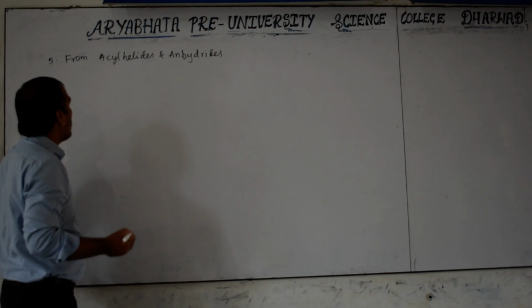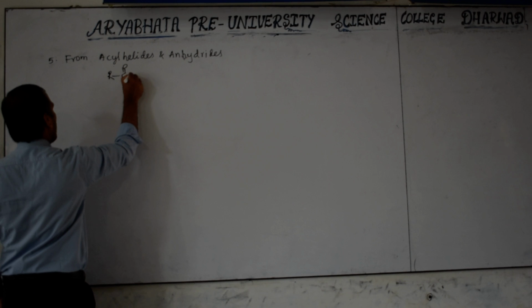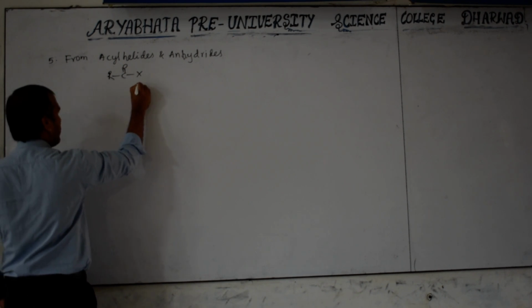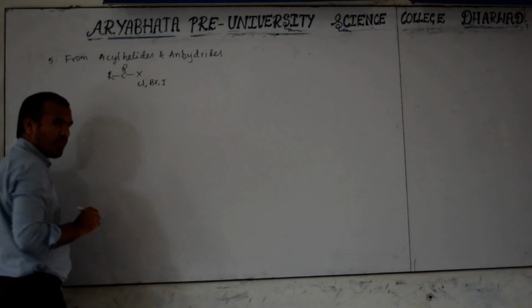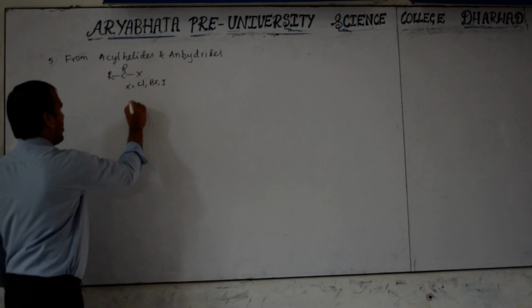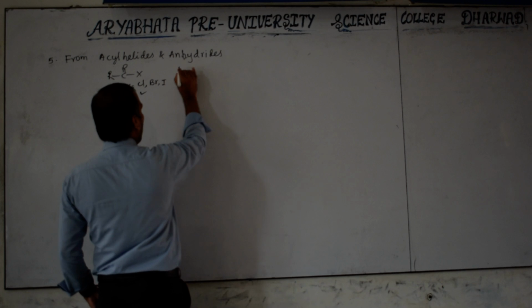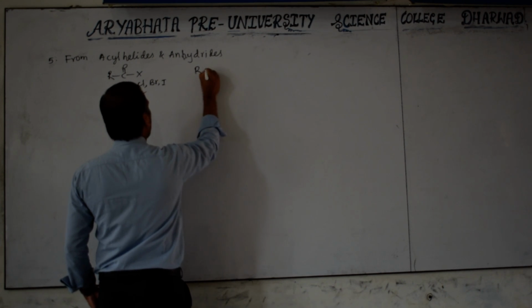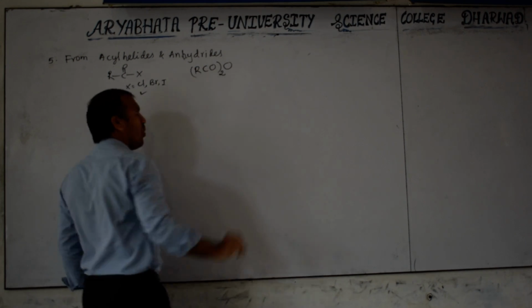What are acyl halides? RC double bond OX. This X may be Cl or Br. Generally, we use chlorine only in many equations. Next, the anhydride is written as R, CO, twice O.